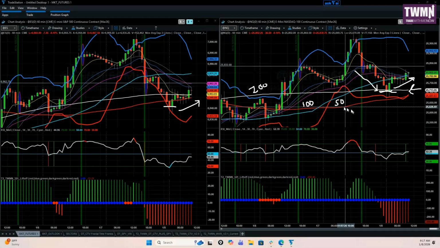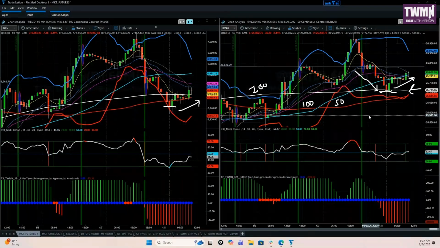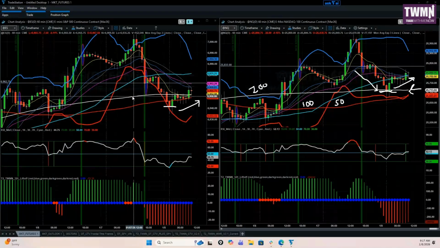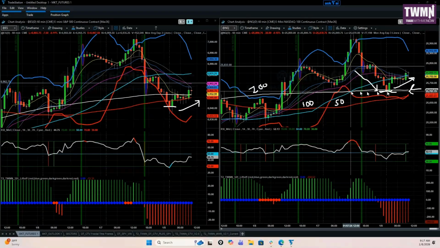So anyway, that's kind of what's going on there. But for what we're doing right now, we're looking at what's going on, and it looks like we found support, and it looks like the futures are trying to move up. We've broken over the 200 here on the ES, and on the Qs right here, we moved to the upside.